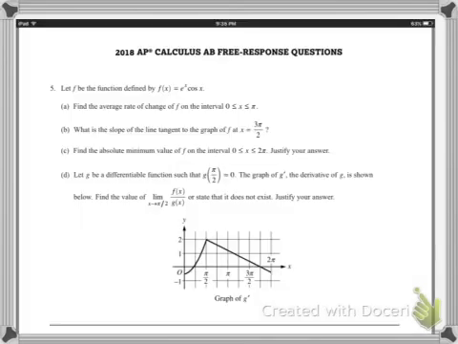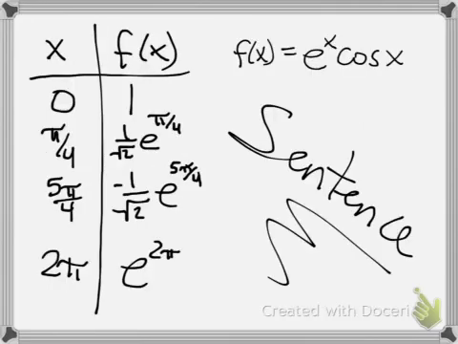Let's go back to the question here. It says that g is a differentiable function such that g of pi over 2 equals 0. The graph of g prime, the derivative of g, is shown below. Find the value of this limit as x approaches pi over 2 of f of x over g of x, or state that it does not exist and justify your answers. Excuse me. All right, let's take a look.